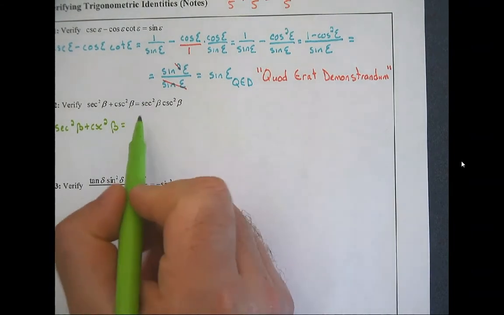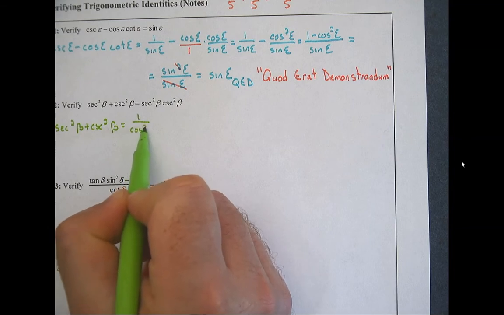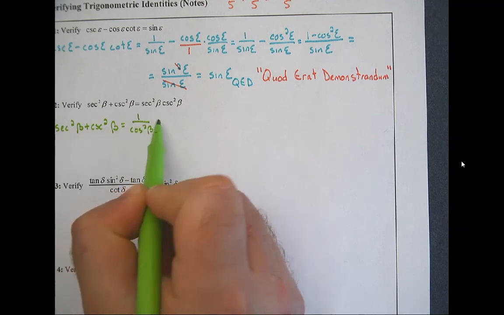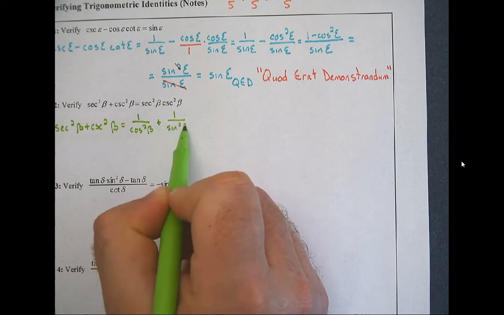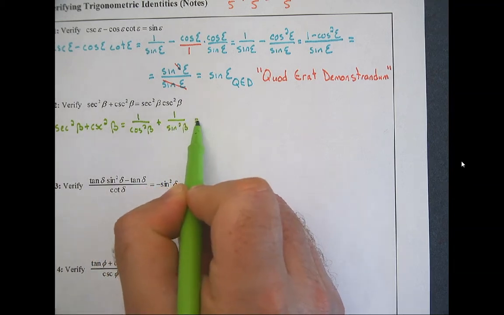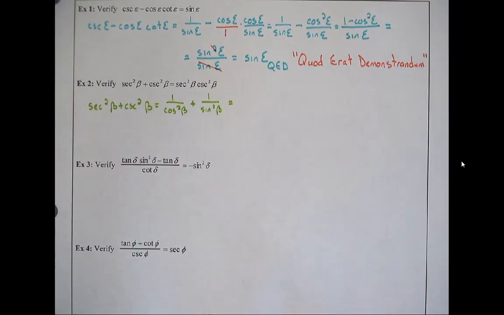I'm going to turn everything into sines and cosines. So secant squared is the same as 1 over cosine squared. Cosecant squared is the same as 1 over sine squared. Okay. I don't have much to do from a trig point of view, but from my arithmetic point of view, it's pretty obvious what's coming next. It's telling me what's happening. I don't have a choice.